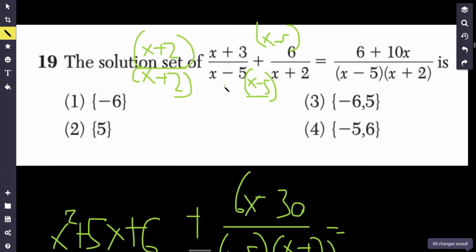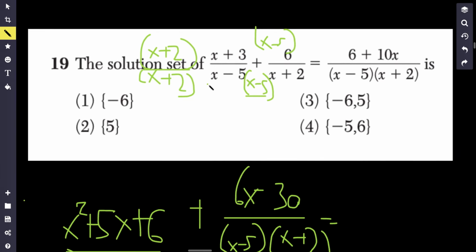Now, first of all, what can x be equal to? I probably should have said this earlier, but what can x be equal to? X can't be equal to 5, right? Because if you plug in 5 here, your denominator is 0. X can't be equal to negative 2, because if you plug in negative 2, you're going to get 0.